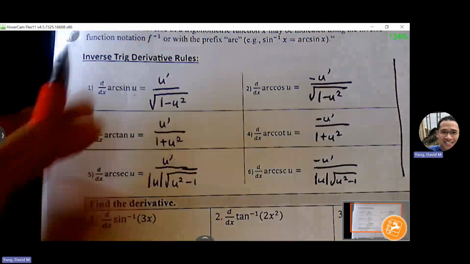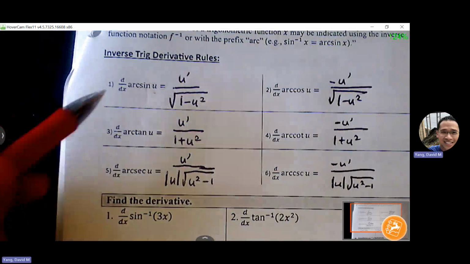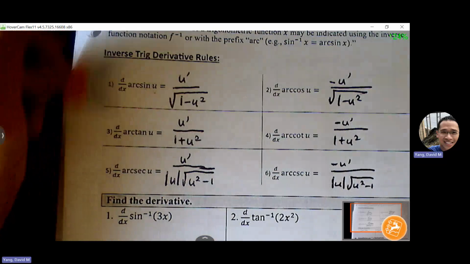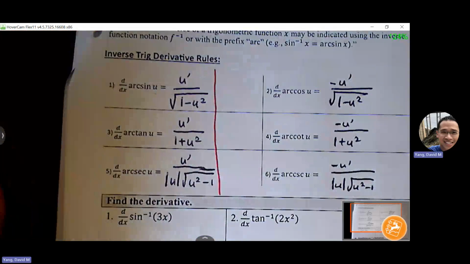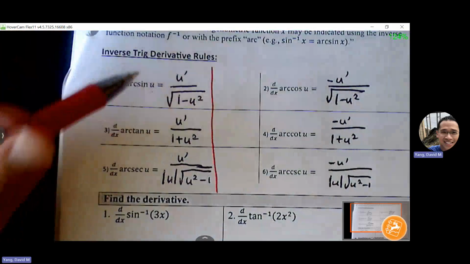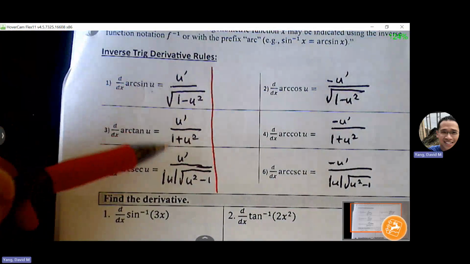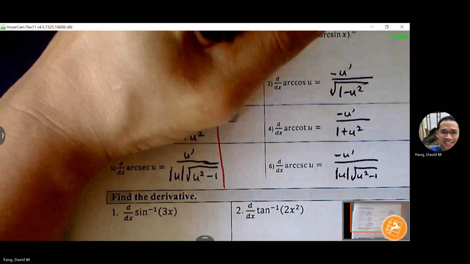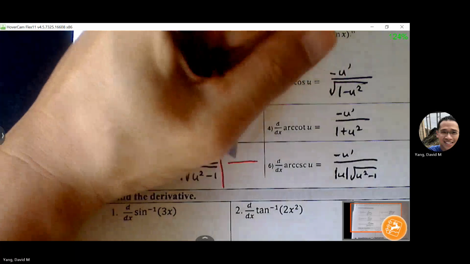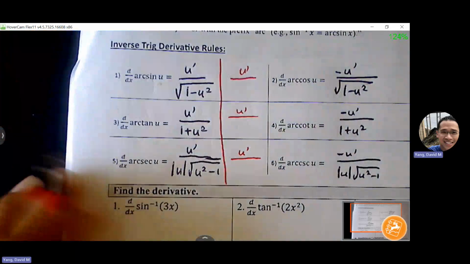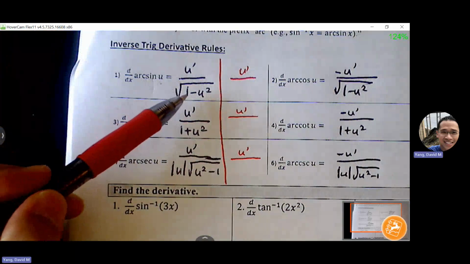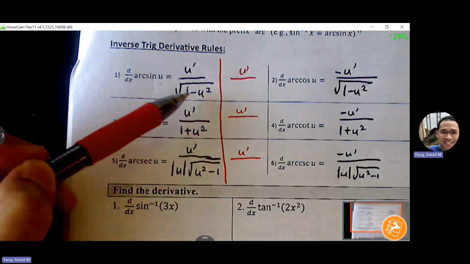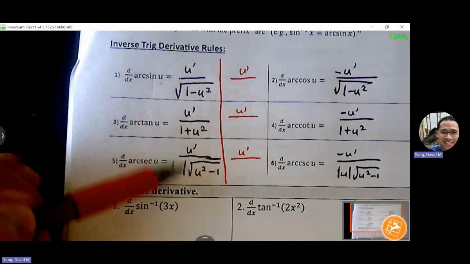All right, let me show you. This is the way that I memorize it. I'm going to go through these again and show you how I build these from scratch. First of all, they have similarities. They all have the same numerator, which is nice. All the numerators are just u prime. Then the next thing I notice is that all the denominators are just variations of 1 and u squared. I know there's the absolute value of u in arcsecant, but basically they all have 1 and u squared.